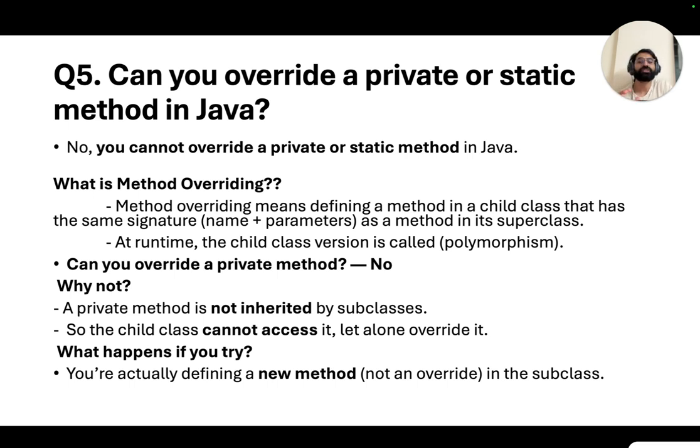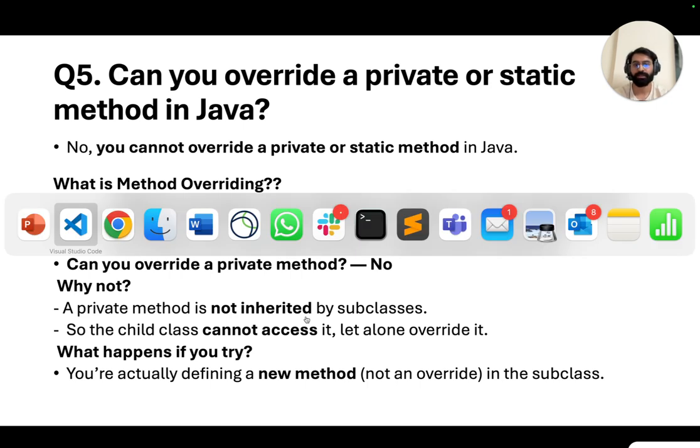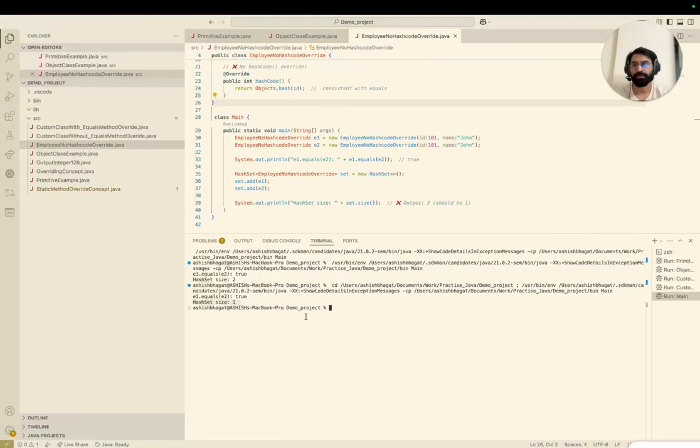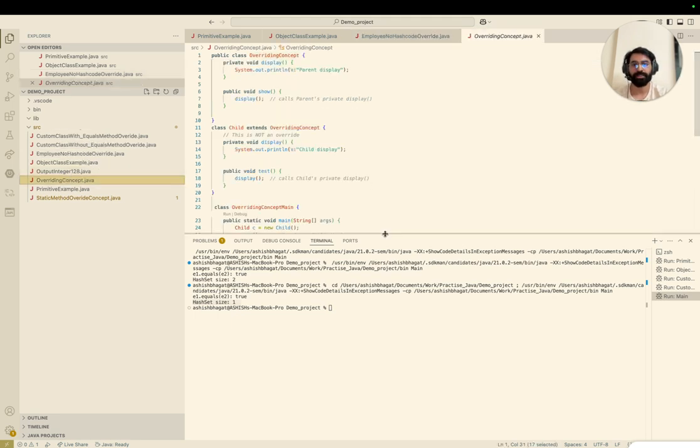So what happens if you try it? If you try to create a method in the child class with the same name and the same signature and parameters, the Java compiler will read that as a new method, not an overridden method, right? For example, I think I have one example for you. Let me see this, then I will explain.